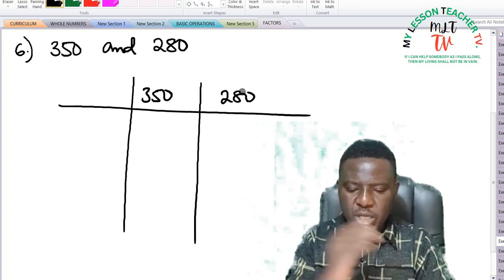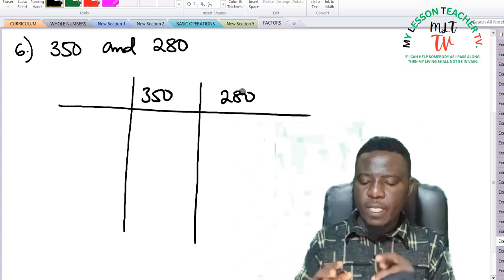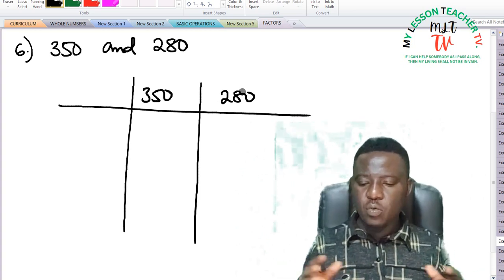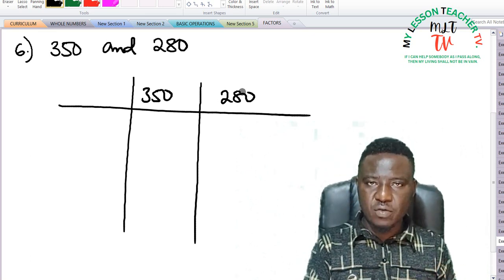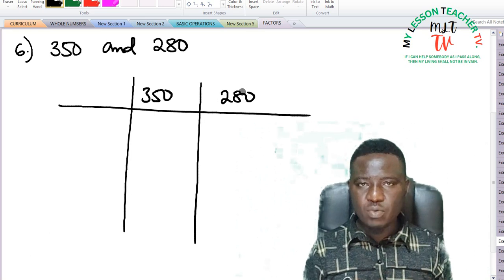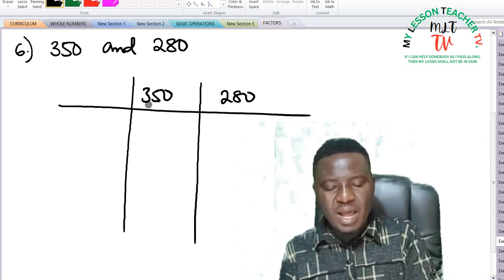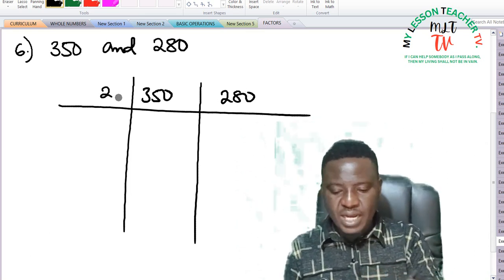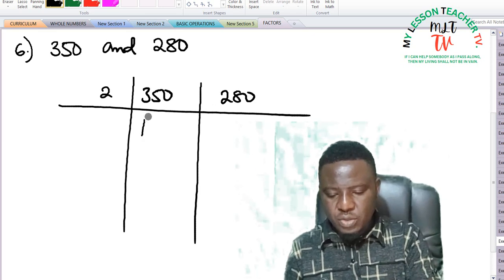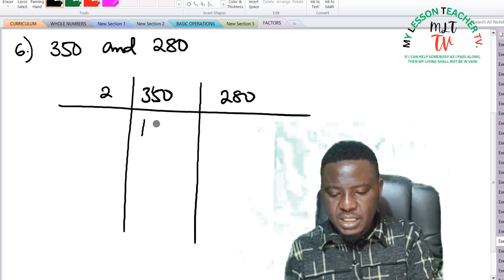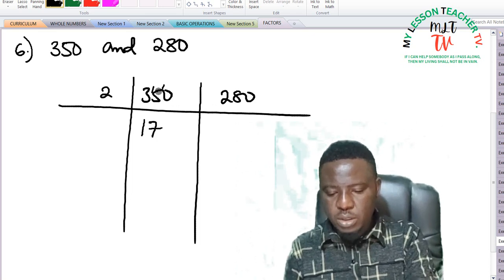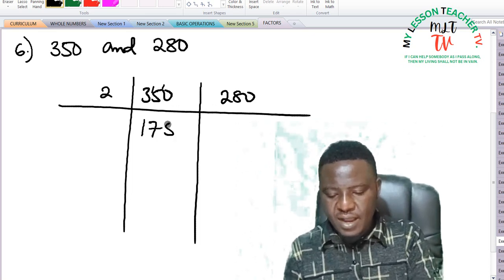Based on the conditions I have given you, the rule for divisibility says once the last digit is even, such a number is divisible by 2. Since both of them have zeros, it means that 2 can divide. So 2 into 3 is 1, remainder 1. This becomes 15. 2 into 15 is 7 times remainder 1. 2 into 10 is 5.